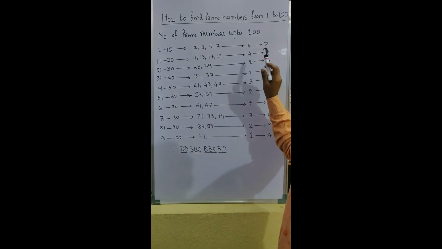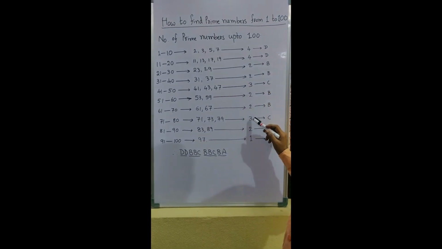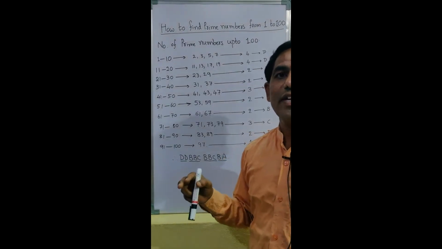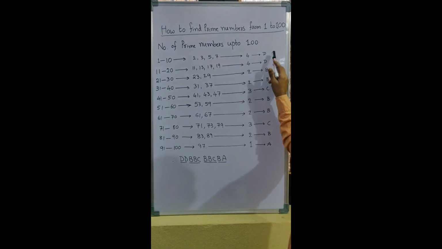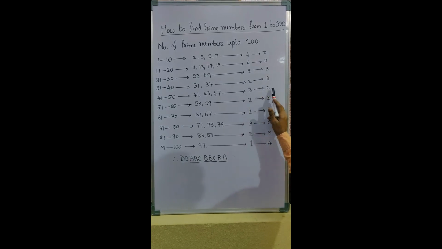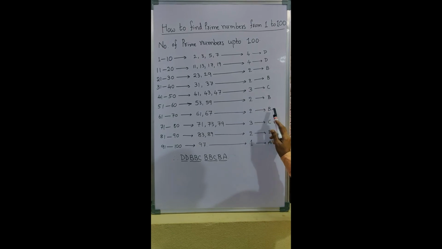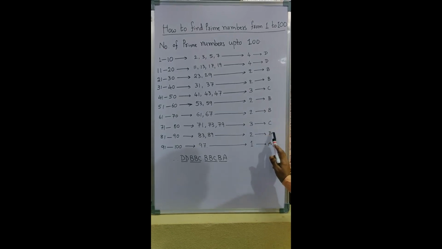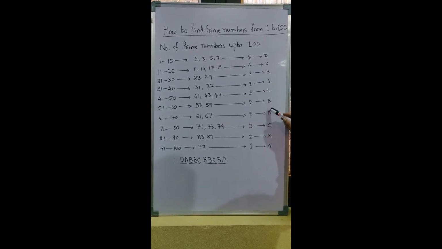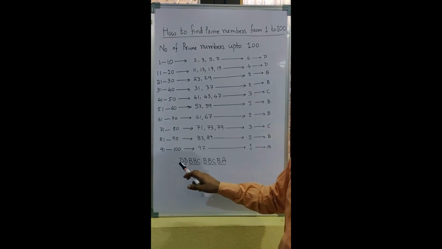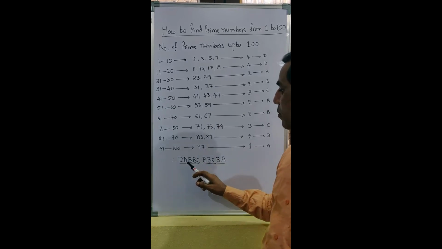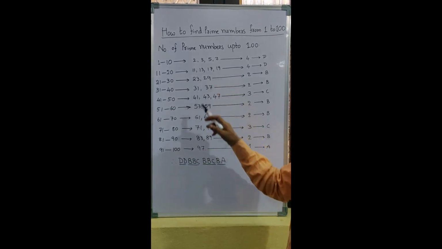Okay, here the counts are 4, 4, 2, 2, 3, 2, 2, 3, 2, 1. In A, B, C, D, I am taking A for 1, B for 2, C for 3, D for 4. So 4 means D, again 4 means D, 2 means B, 2 means B, 3 means C, 2 means B, 2 means B, 3 means C, 2 means B, 1 means A. So it will be D, D, B, B, C, B, B, C, B, A. It is one formula, like one code. These are the prime numbers.